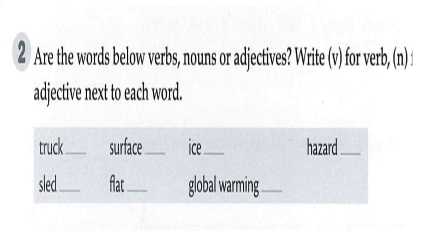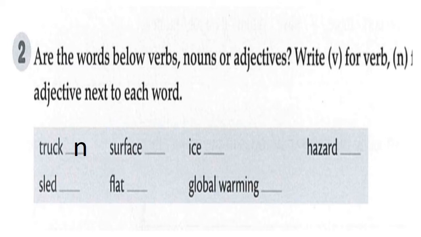The same words which are in activity 1 are here in activity 2. But we need to know which one is a verb, which one is a noun or adjective. We are going to write V for verb, N for noun, and A for adjectives. So here, girls, let's have a look at number 1, truck. We said that truck is a large, heavy vehicle. We use it to carry goods and materials. So, what do you think? What part of speech is it? Verb or noun or adjective?